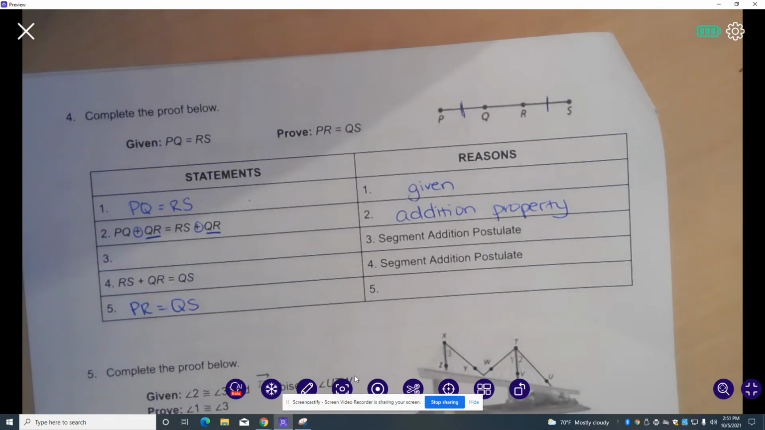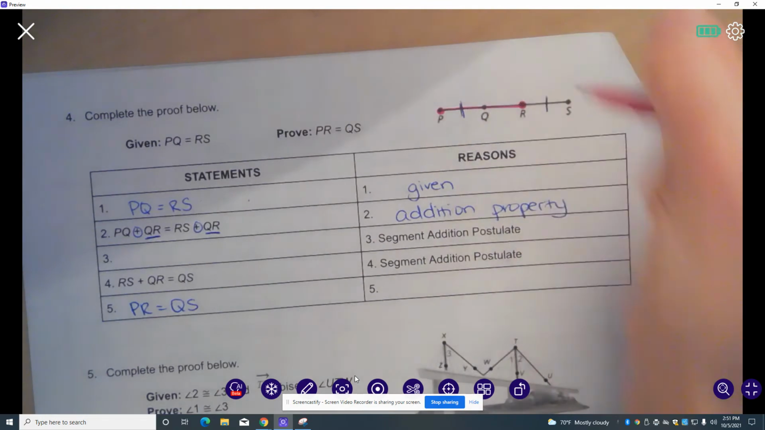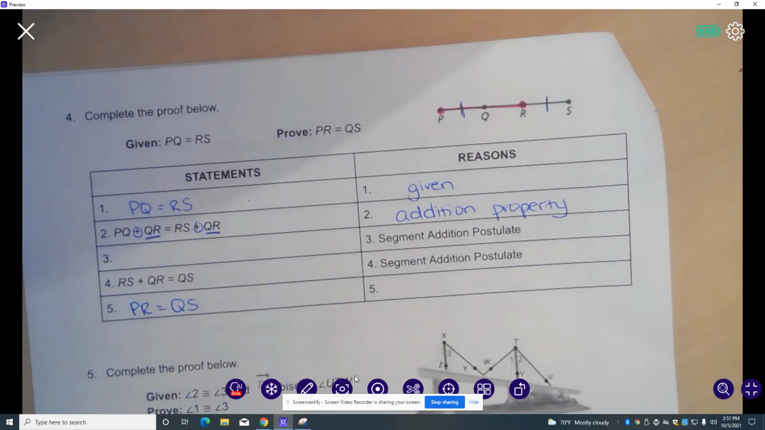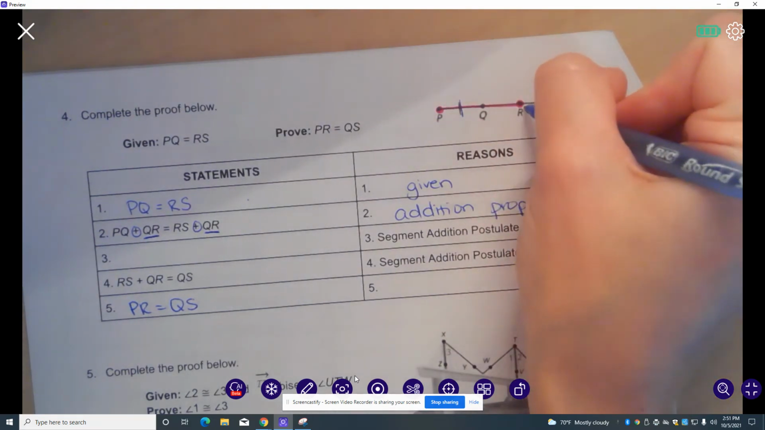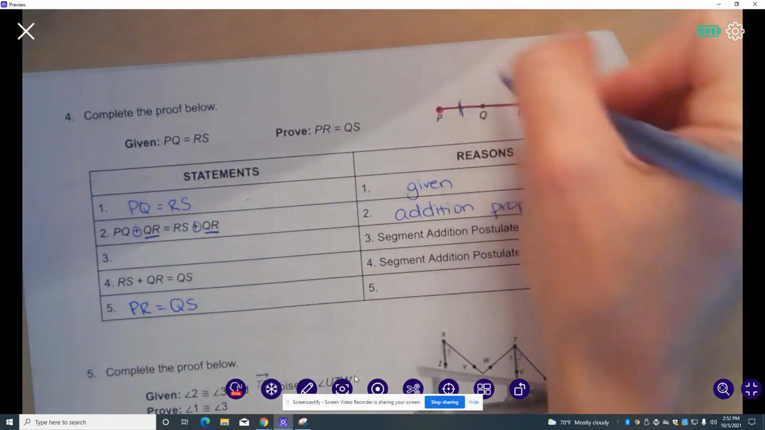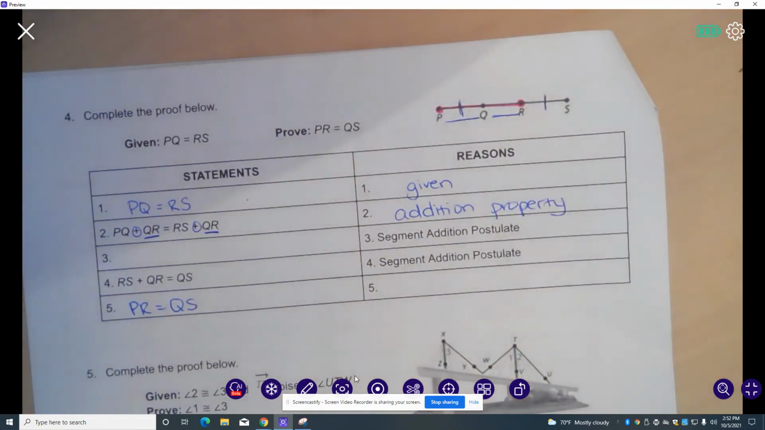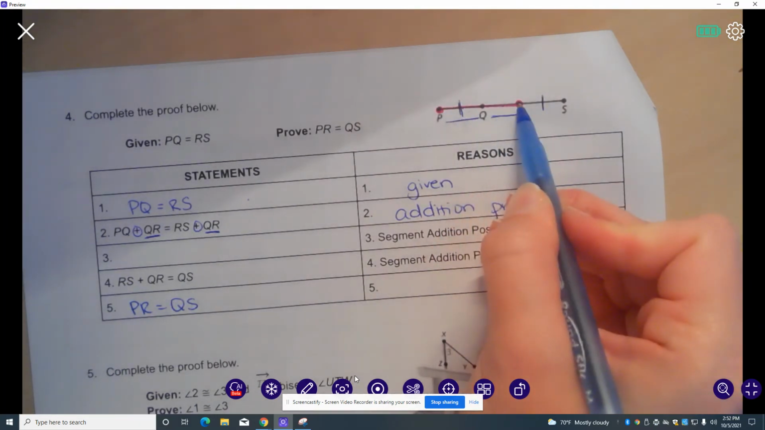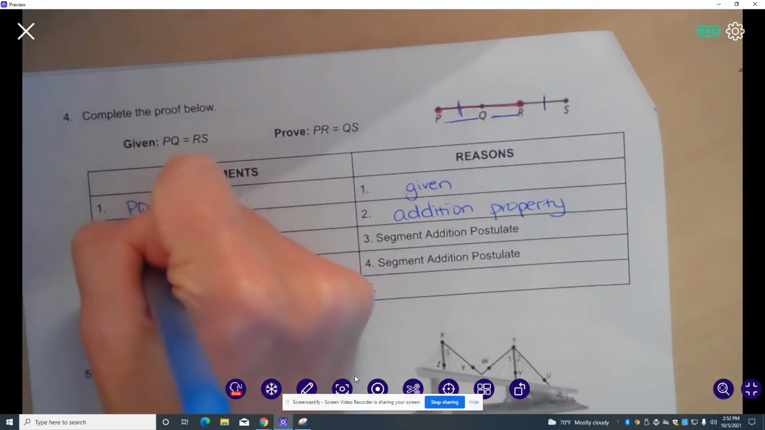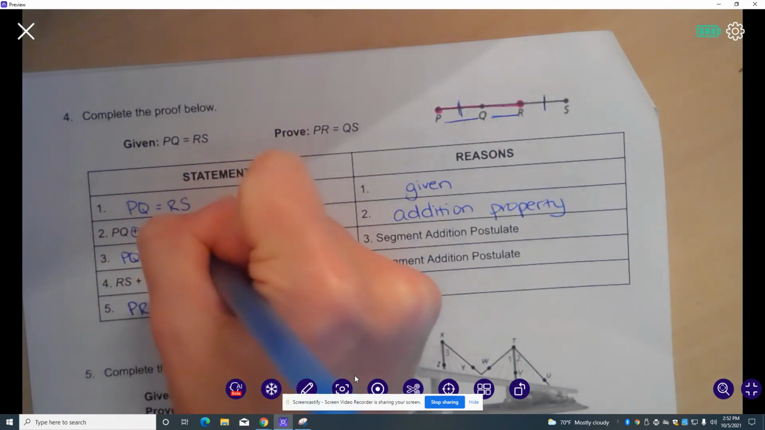If I look at my picture and wonder where segment PR is, it's from here to here. I want to ask myself what this whole is made up of. It's divided into 2 smaller segments: PR is divided into PQ and QR. My segment addition postulate says that my parts add up to get my whole. So PQ plus QR must be equal to the whole thing, PR.